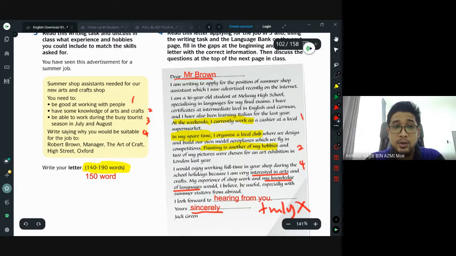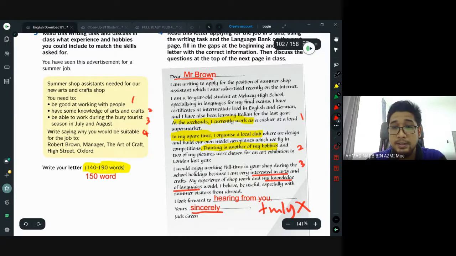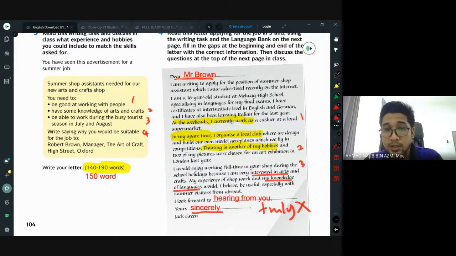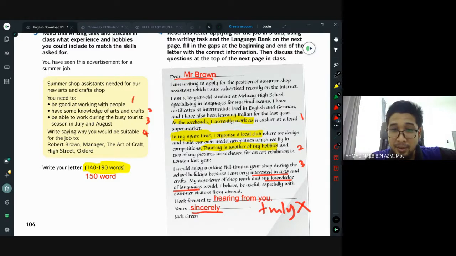The last one, suitable for the job, ada? No, that's number 3, not number 4. Ada tak? Saya tanya ada tak, sebenarnya mesti ada. Tapi the question is where? Experience of shop work. Yes, okay. I believe be useful, especially with some visitor.